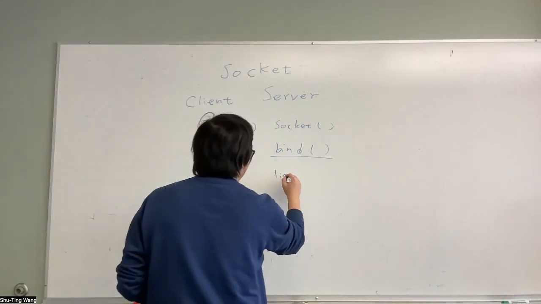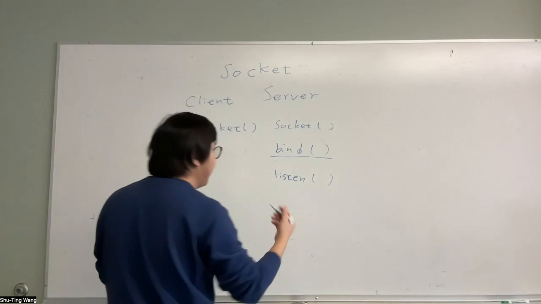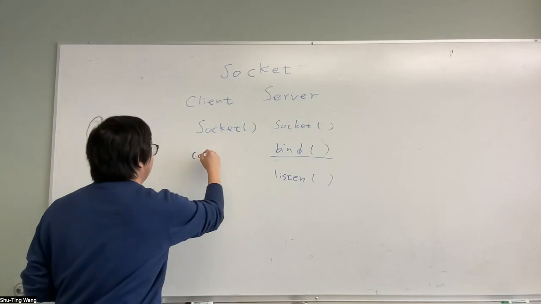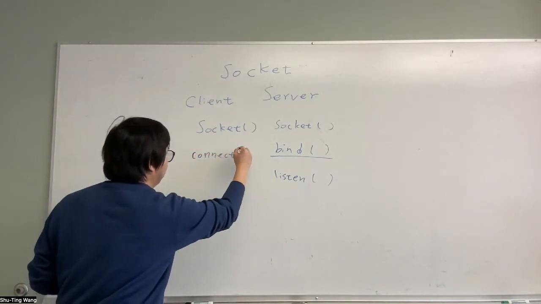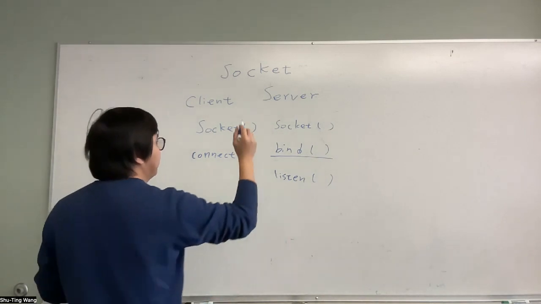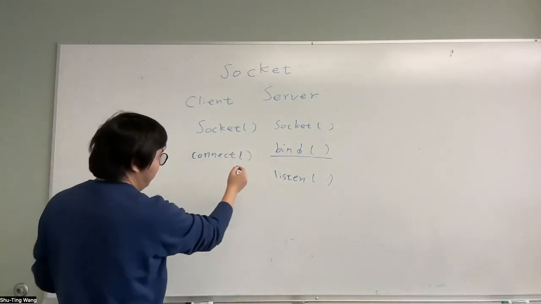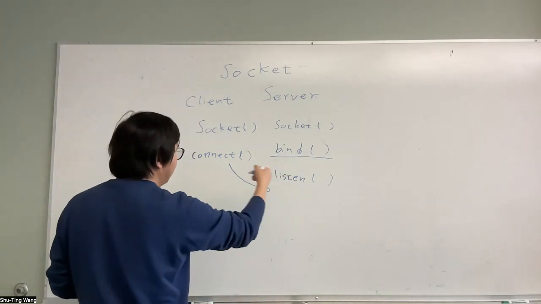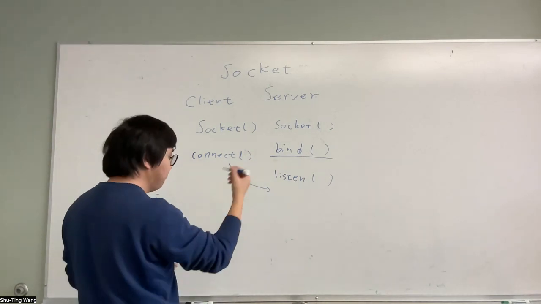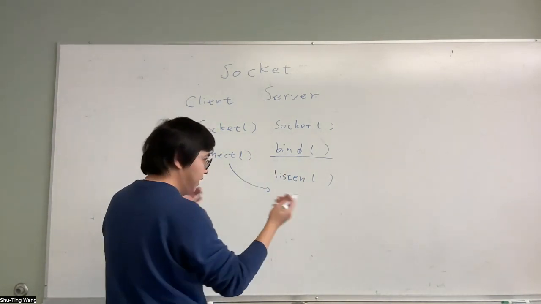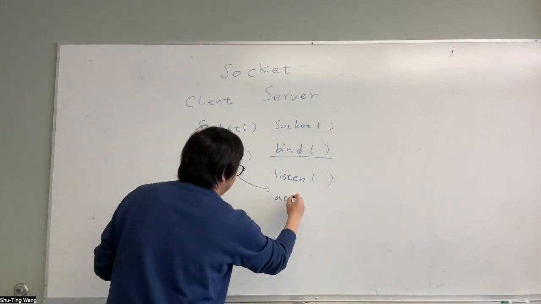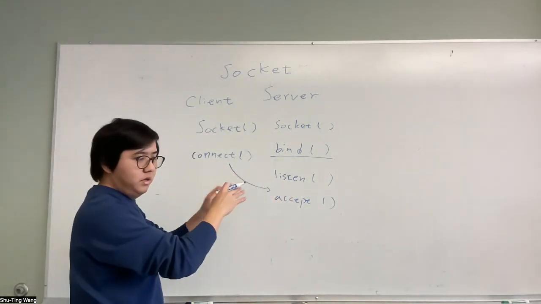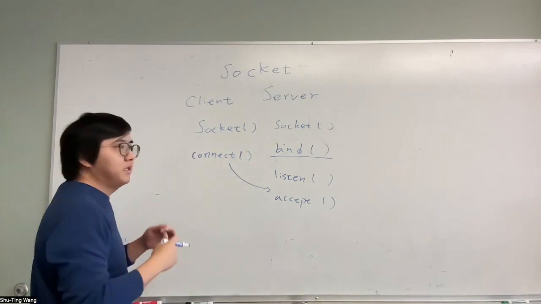After you bind yourself to an address, you start listening for incoming connect requests, which will be initiated by the client. Now let's talk about what the client will do. It will connect. After the server binds and listens, the client will try to connect to the server. While the server is listening for the connect request from the client, once it sees a connect request and is able to accept it, it will initiate this step called accept. After the server accepts, the connection is established.